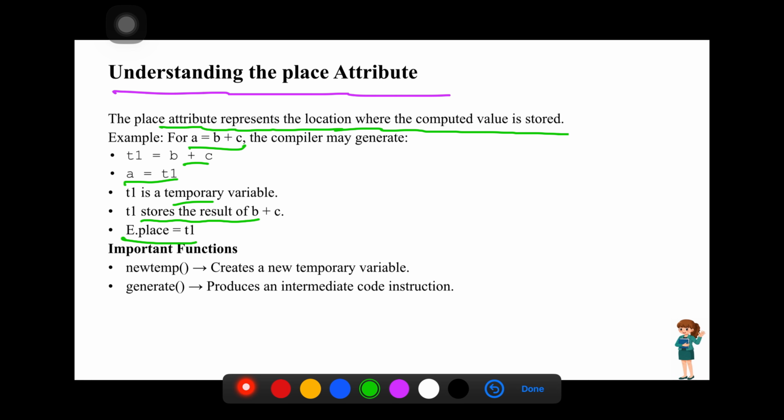So the important functions are new temp, which creates a new temporary variable, and the generate function, which produces the intermediate code instruction.